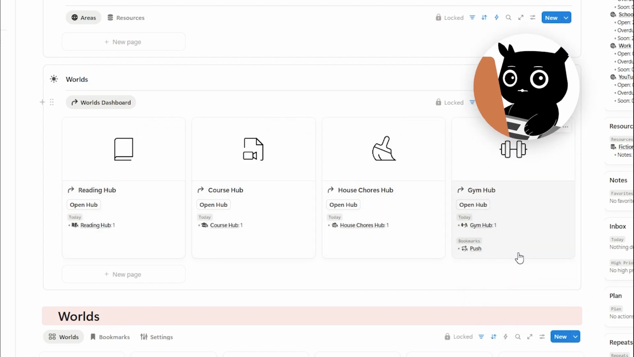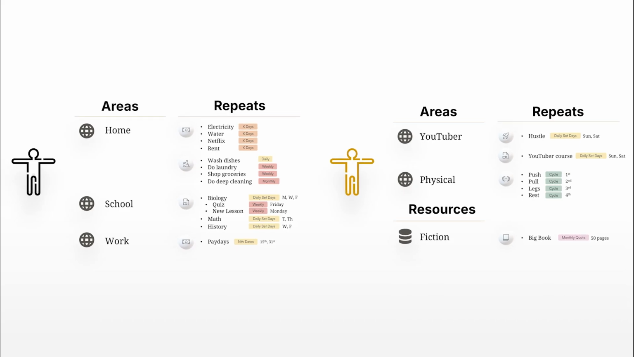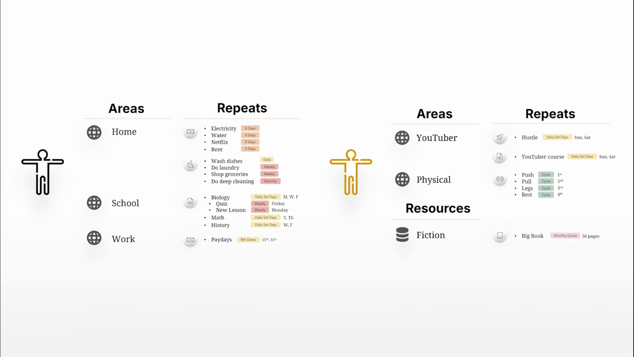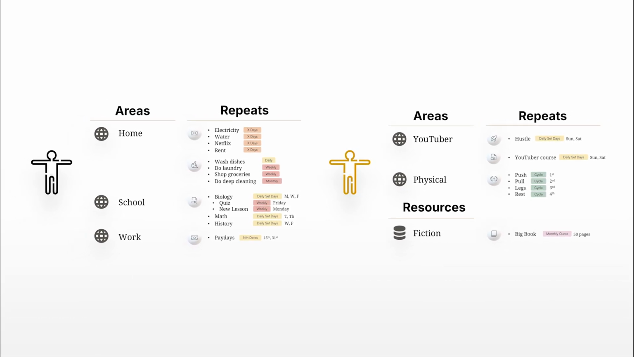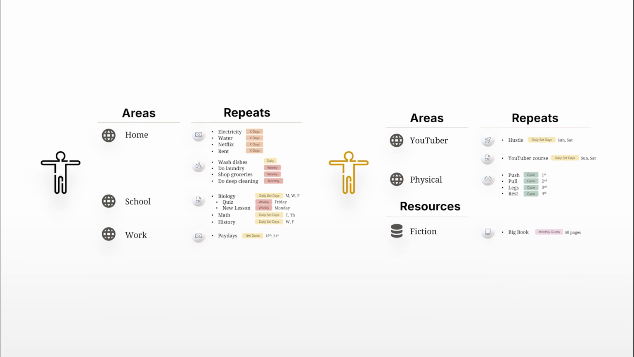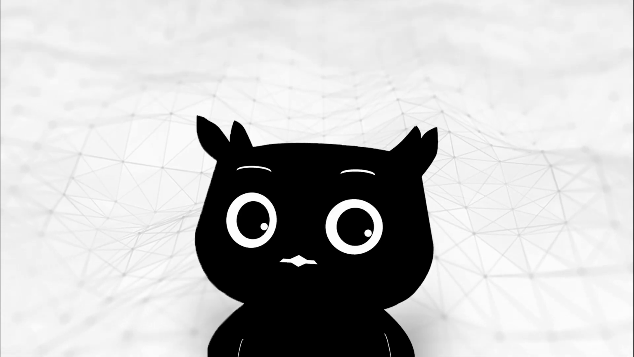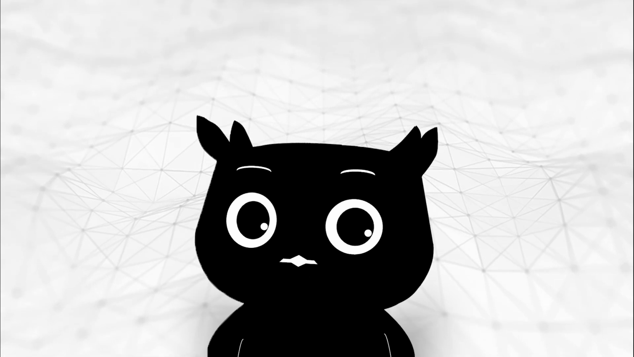In this video, we learned how to plug our life, that is our current and ideal life, into the system, including who we are, our areas, resources, worlds, and repeating items and repeating actions. The next video will be about how the system makes connections and how you can build your own.